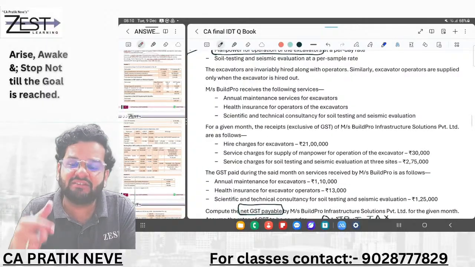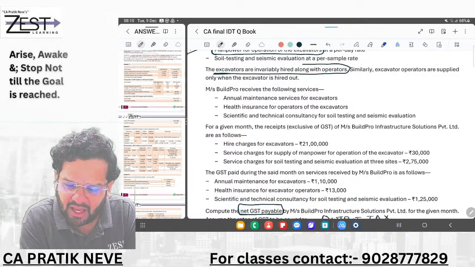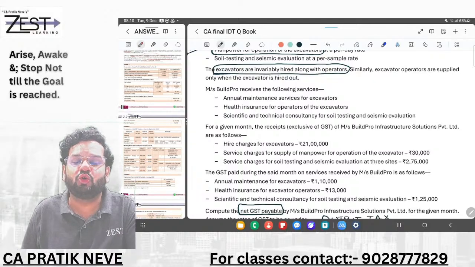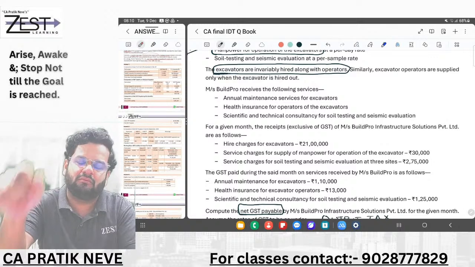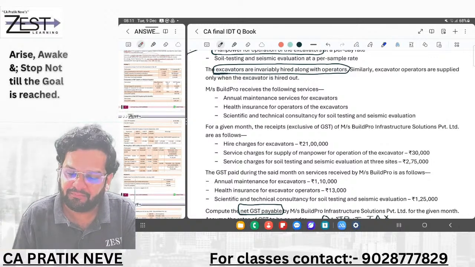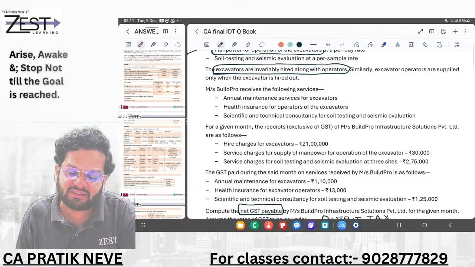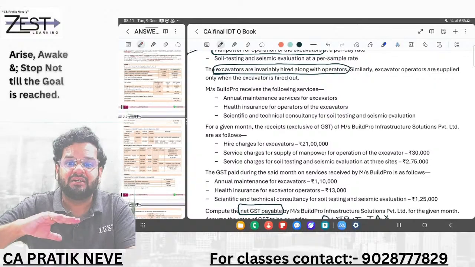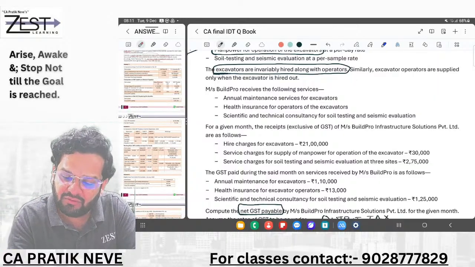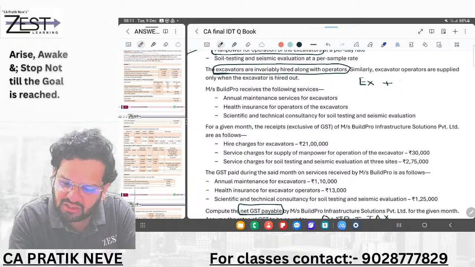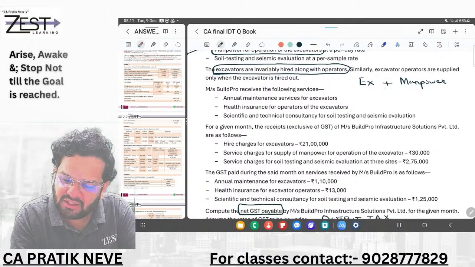Excavators are invariably hired, meaning compulsorily excavators are hired along with operators, meaning you don't give only excavators. Along with excavators, you give skilled manpower for operating them. Similarly, excavator operators are supplied only when an excavator is hired out. Meaning you never supply only manpower services. You give the excavator, that is that machine, plus manpower service together. This is given together only.